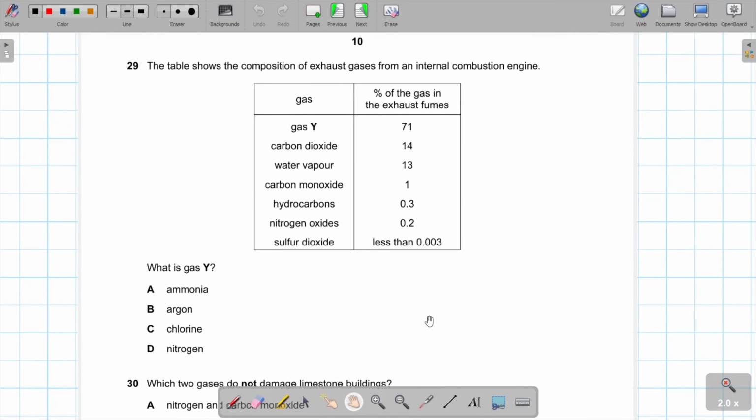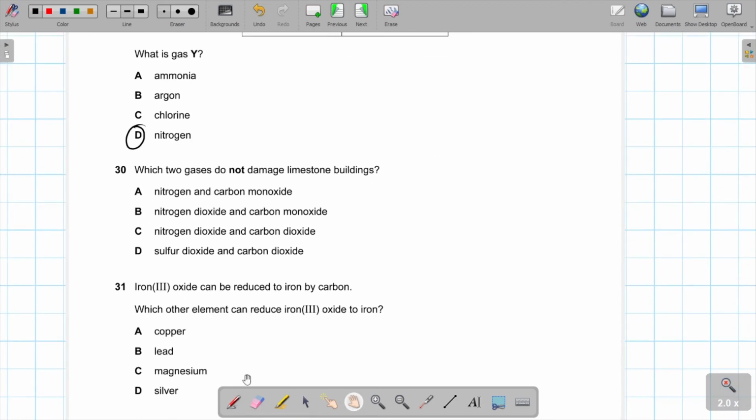Okay, so the table shows the composition of an exhaust gas of an internal combustion engine. What is gas Y? So we've got gas Y, which is 71%. So for 29, gas Y must be an abundant gas, which is nitrogen gas. So the answer is going to be D.